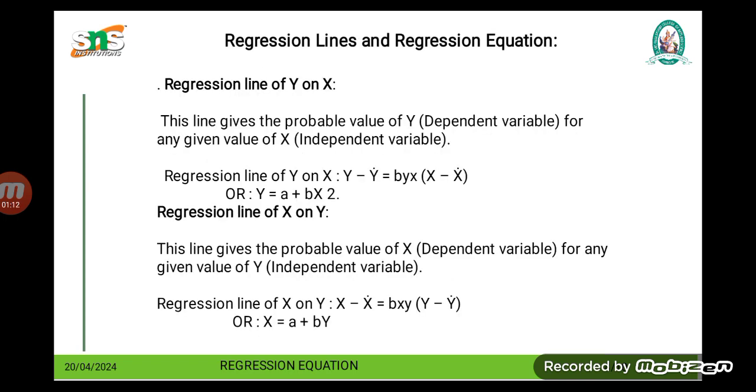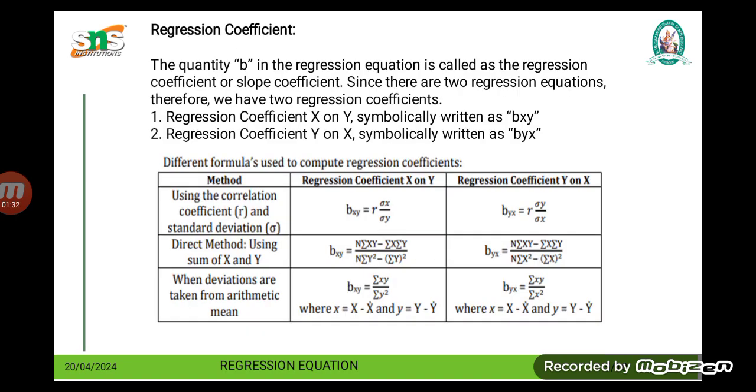Regression lines and regression equation. Regression line of y on x: this line gives the value of y for any value of x. The formula is y minus y bar is equal to byx into x minus x bar. Regression equation of x on y is x minus x bar equal to bxy into y minus y bar. The regression coefficient is denoted by r, also denoted as bxy, and for y on x it is byx.